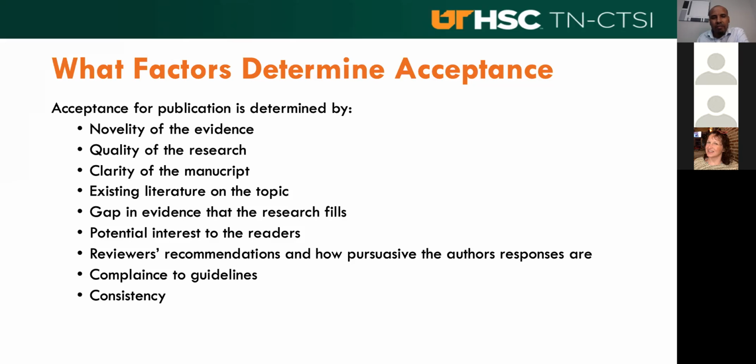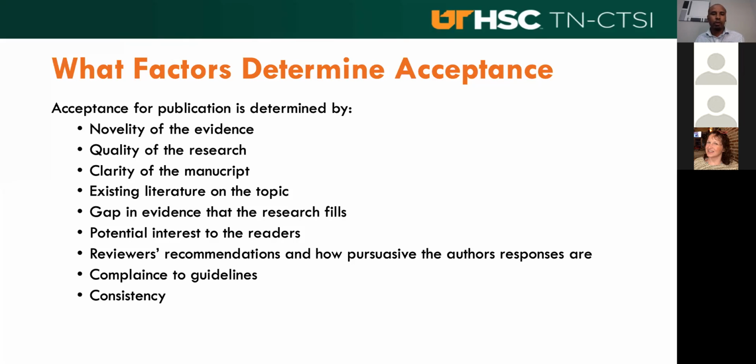So let's look at what factors determine an article's or manuscript's acceptance. The acceptance for publication is determined by novelty of the evidence, which I've mentioned on the previous slide, which means how new the information is, how original it is, and the quality of the research. So for example, if we compare a randomized clinical trial to an observational study, a randomized clinical trial is by default considered better quality.